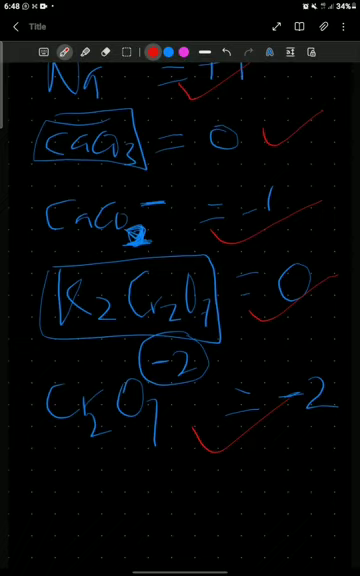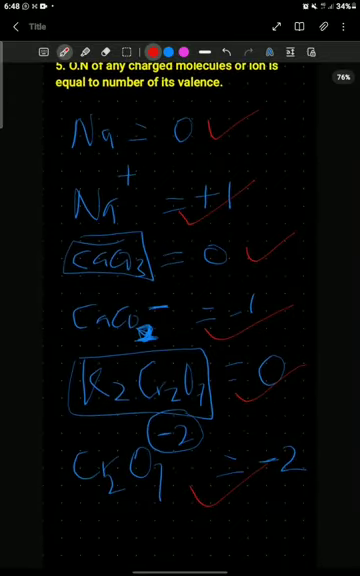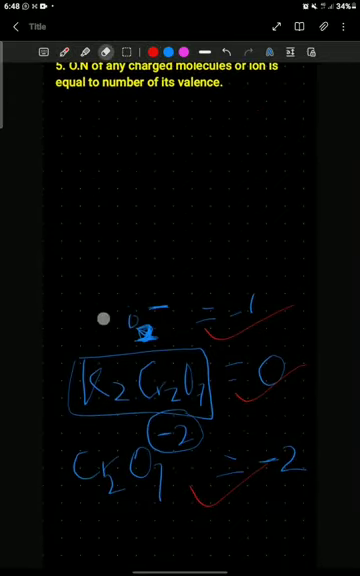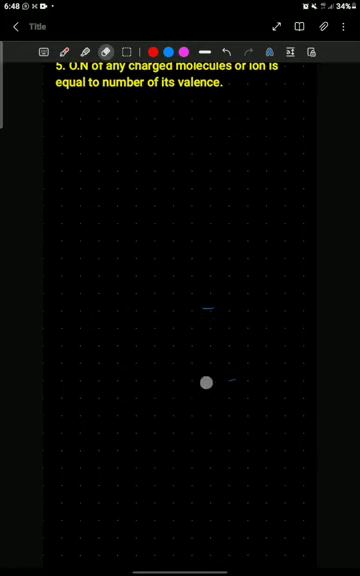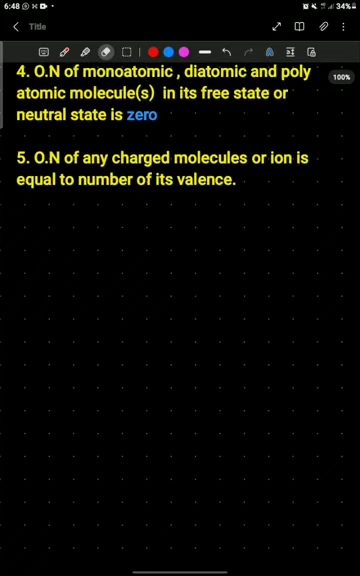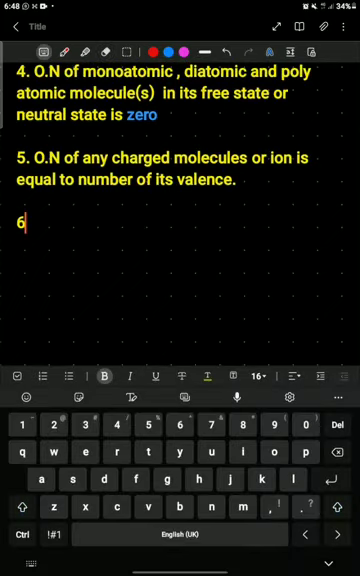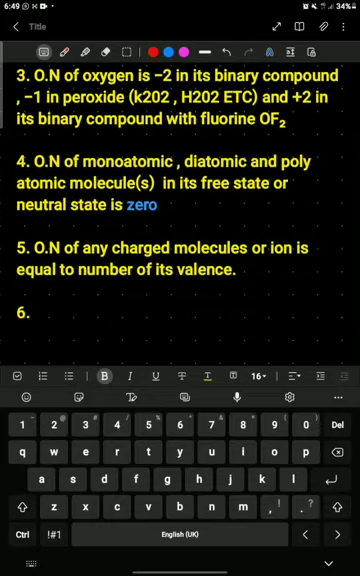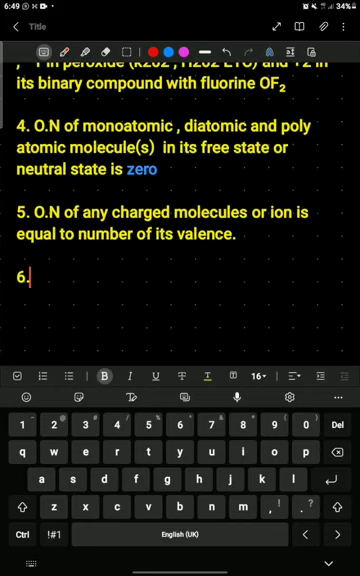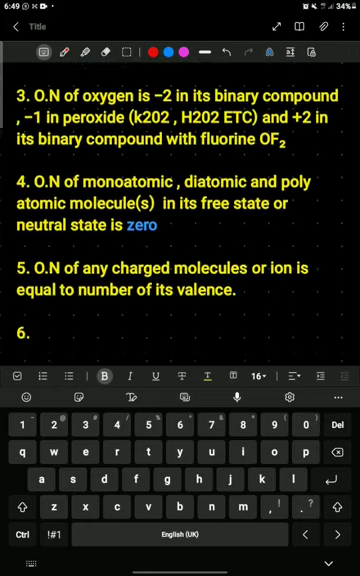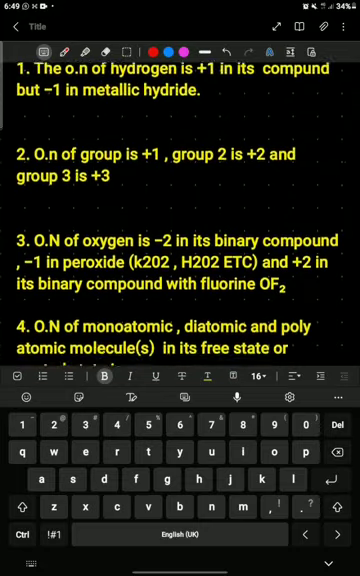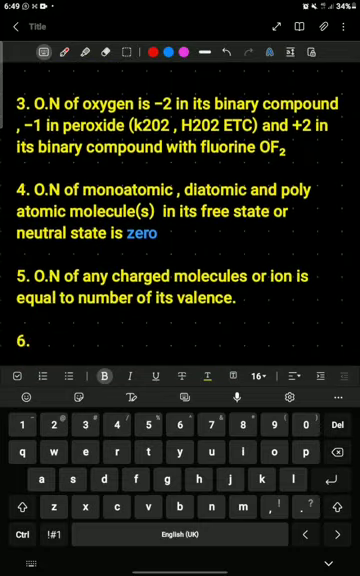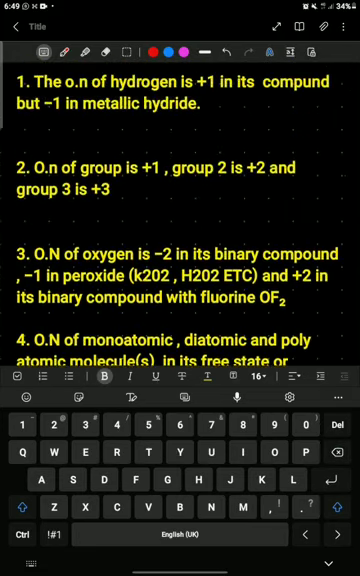The number 5 rule is that the oxidation number is equal to what? Minus 2 or minus raised to the power of their charge. That's the oxidation rule. So that's the oxidation number. So the next one now, number 6. Okay, we have looked at the fact that the oxidation number of a charged molecule is equal to the number of its ion. I think I've summarized the oxidation rules to be equal to 5 already. So I guess that's everything we need to look at.